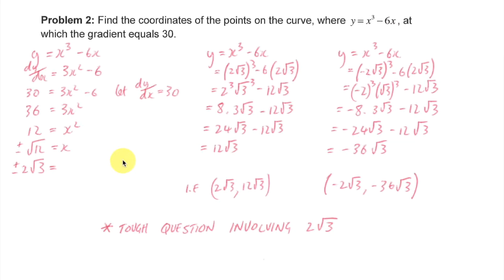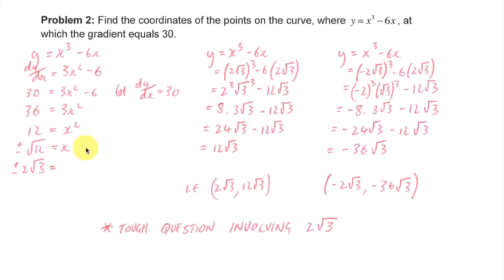Problem 2, find the coordinates of the points on the curve y equals x cubed minus 6x where the gradient equals 30. So I've got my y function. I work out the dy/dx, the gradient function, just using the basic rule. I set that the gradient is equal to 30. As you can see here, I add 6 to both sides. I divide both sides by 3.